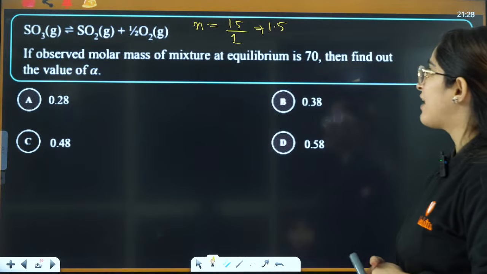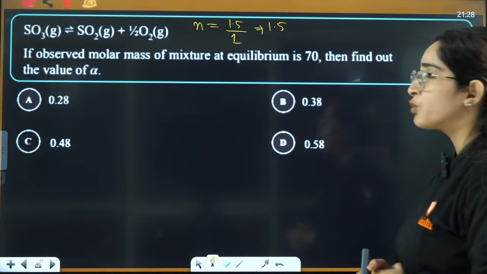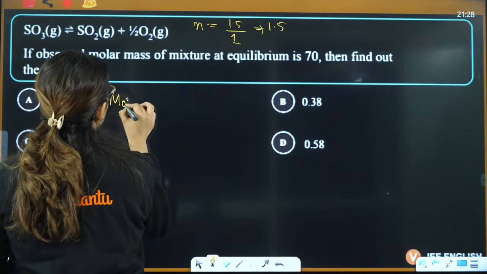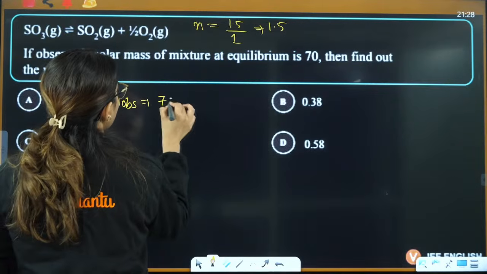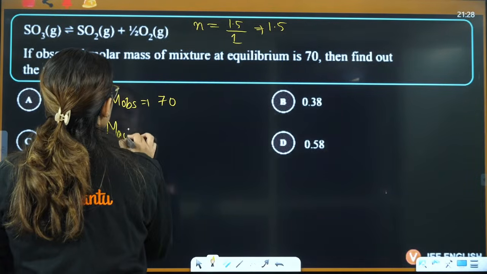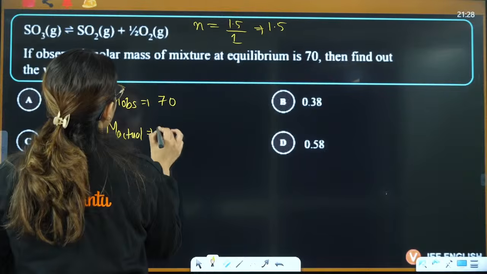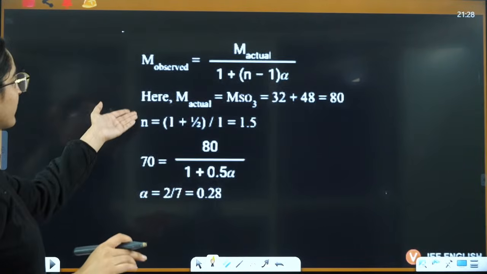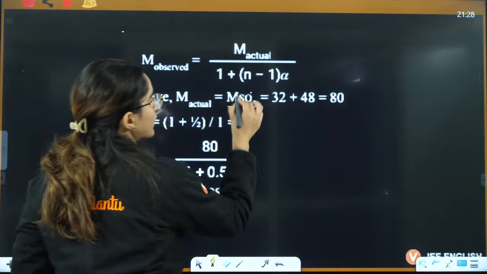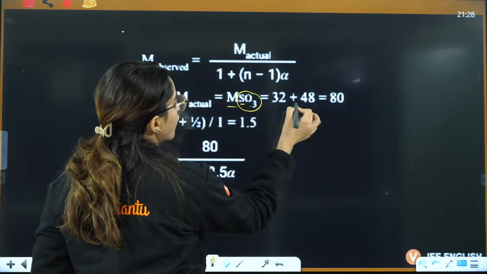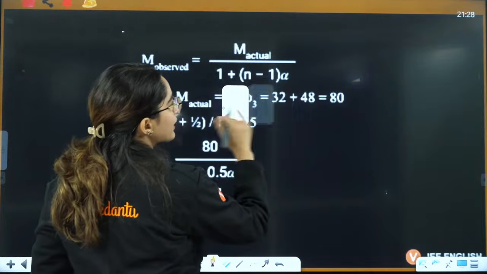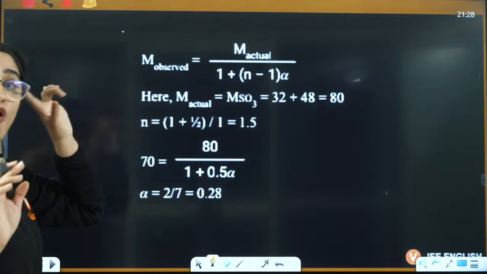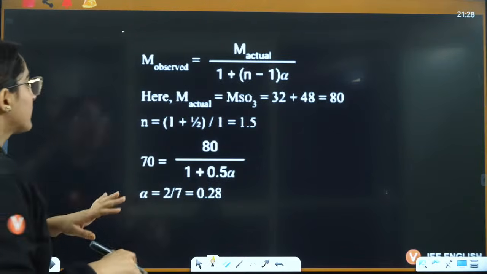Then find out the value of alpha. How do you find it out? See, the observed molar mass is given to you, that is 70. What is the actual molar mass of SO3? You calculate this, the actual molar mass of SO3 is going to be 32 plus 16 into 3, that is 80. Okay, so that will be the actual molar mass of the reactant, right?